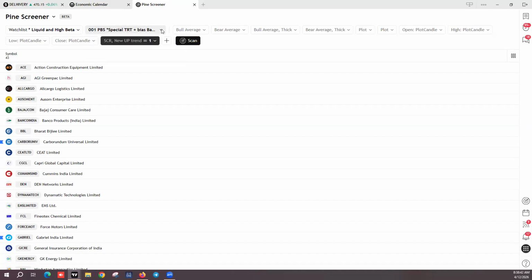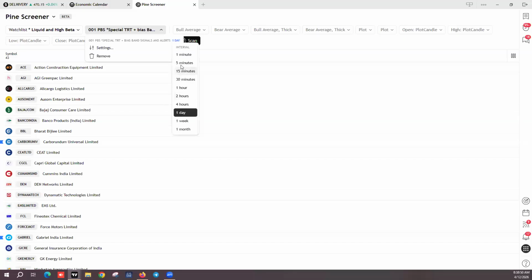If you click on this indicator, this arrow, then it will show 1 day and settings. So we can change this 1 day to any time frame which we need: 1 minute, 5 minute, 15 minute, 1 hour. It does not have 75 minutes. So you can use different time frames.